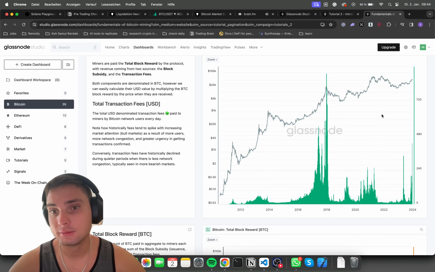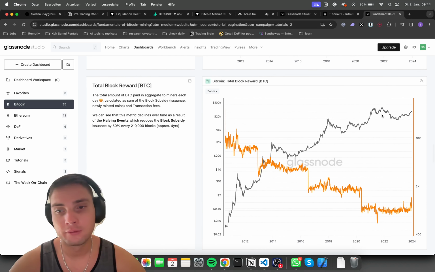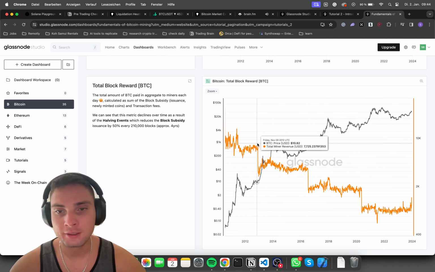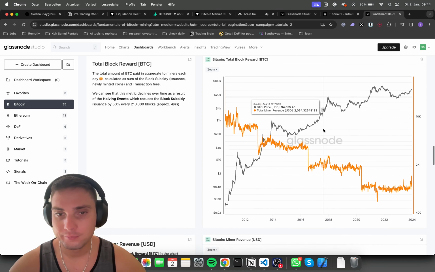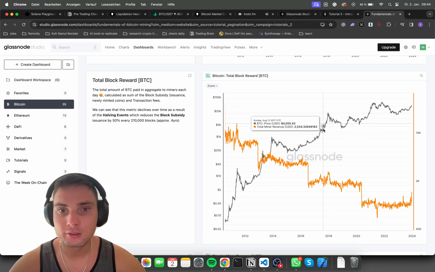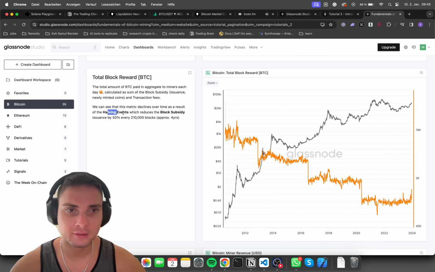Yeah. Total block reward, yeah, of course, with the mining halving, it, no wait, total block reward. The total amount of Bitcoin paid in aggregate to miners each day. Okay. Yeah, halving. Okay, it's what I thought.